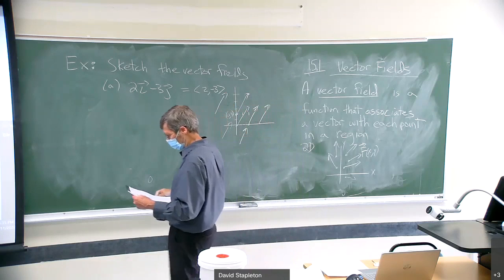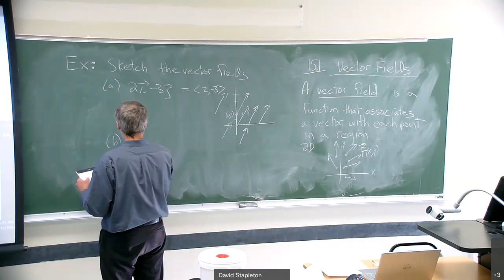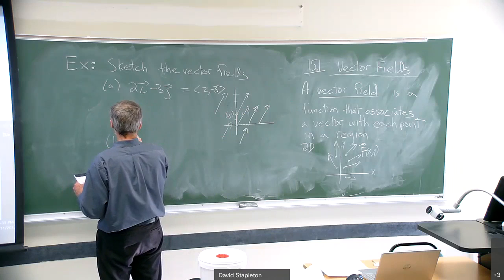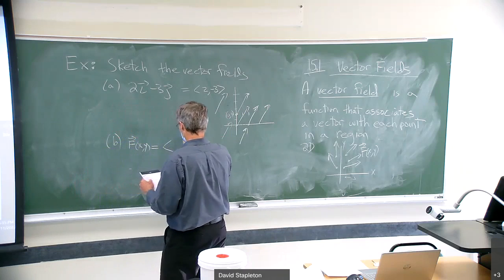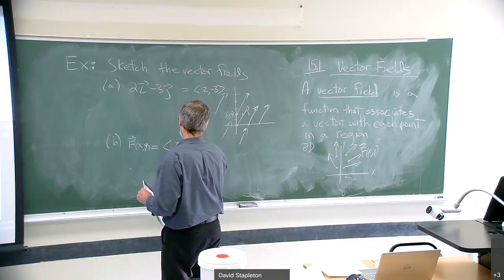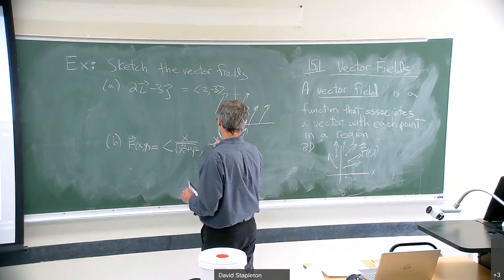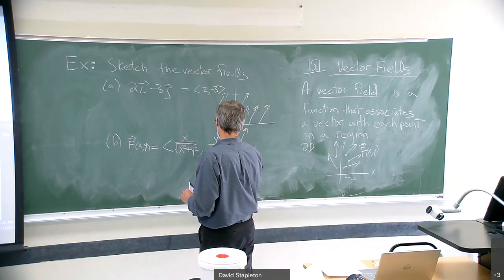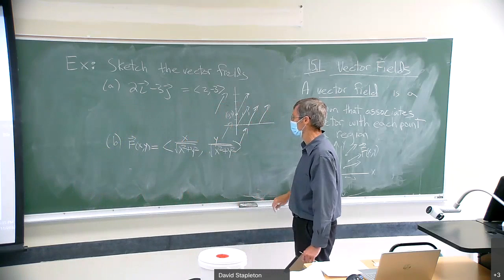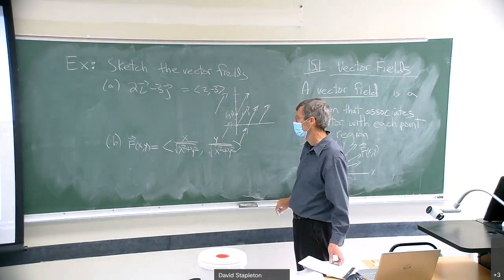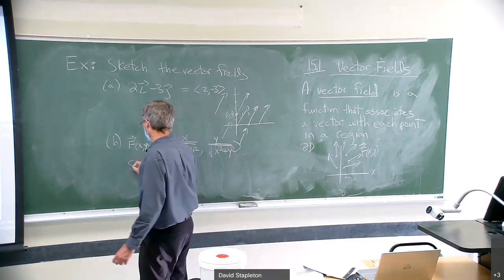How about this one? Suppose I said F of x, y is this vector field: x over the square root of x squared plus y squared, y over the square root of x squared plus y squared. How about that? How am I going to sketch that? Here's something interesting to note, when you compute the length of F, right?